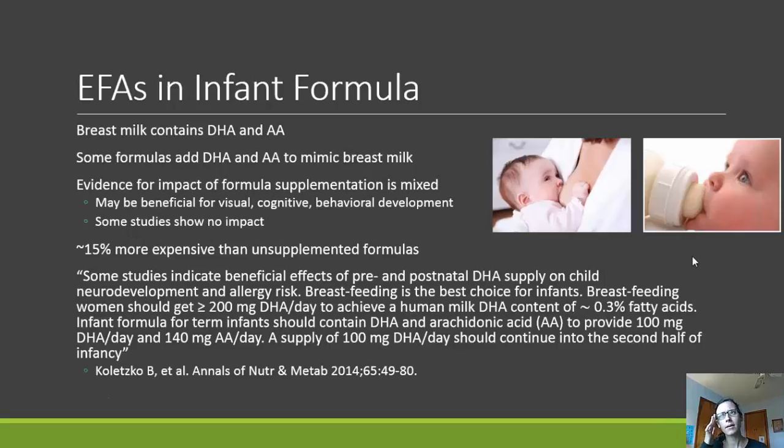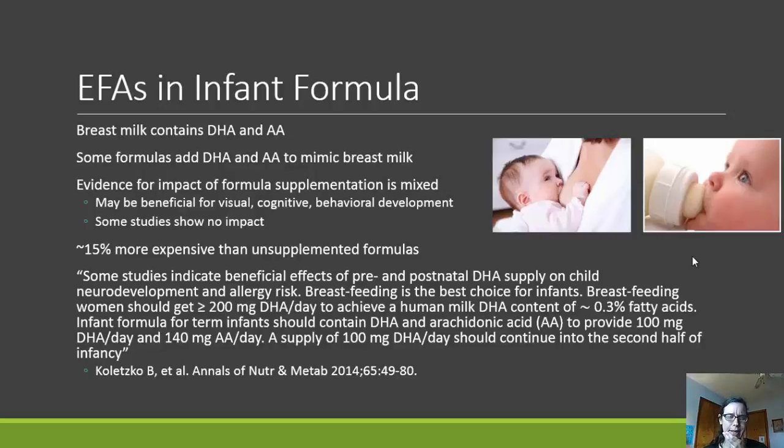Now, one pretty recent topic of discussion in nutrition is that of the essential fatty acids in infant formula. So we all know from our nutrition training that human milk has properties that protect infants and their mothers from adverse health conditions. And one of the ideas is that part of this could be because human milk contains essential fatty acids. And those do come from mom, but then they do go into the breast milk. Whereas infant formula traditionally has not included these essential fatty acids.